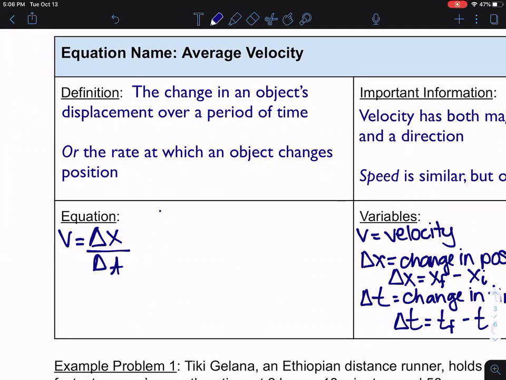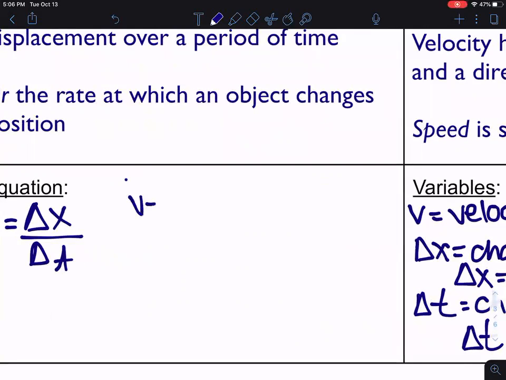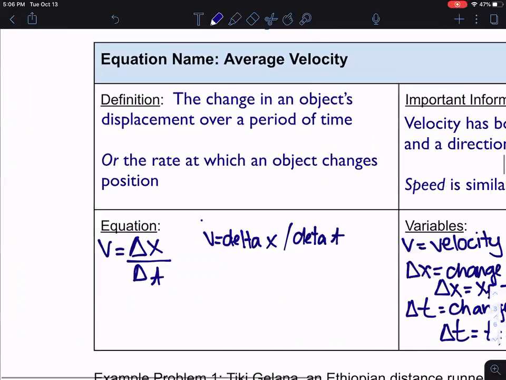If you're typing, I know this is not great to type, so you could write V equals delta X divided by, slash, delta T. And that would be fine too. I know I write these kind of funny cursive T's. I promise they're T's.